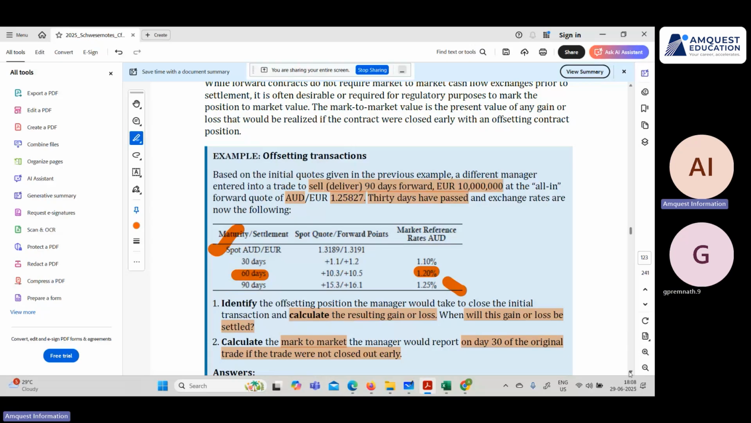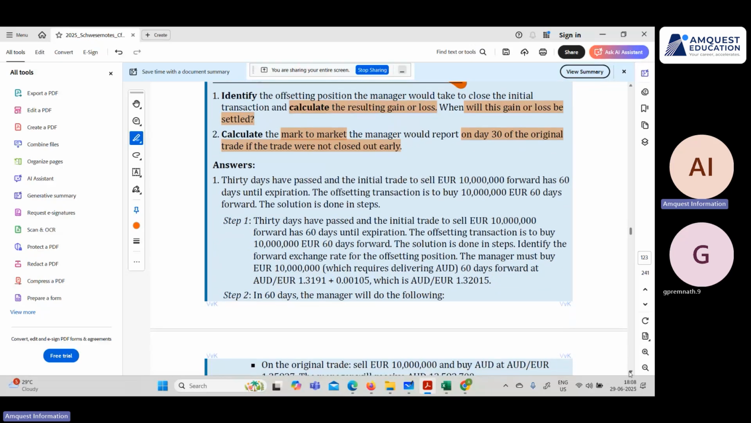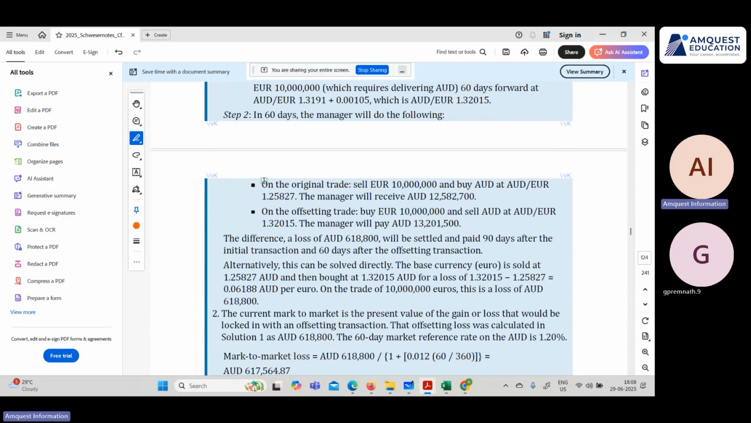Okay. I'll also make you see one of the lines that might make your life easier. Look at this. On the original trade, he was selling euro 10 million. So if he is selling euro, he will be receiving AUD. On the offsetting, when he is buying euro, he will pay AUD. So can you also see that euro cancels out, and what he will have is the net of AUD only.